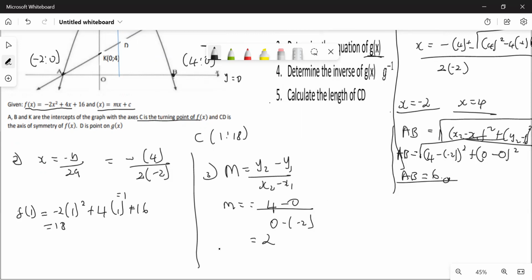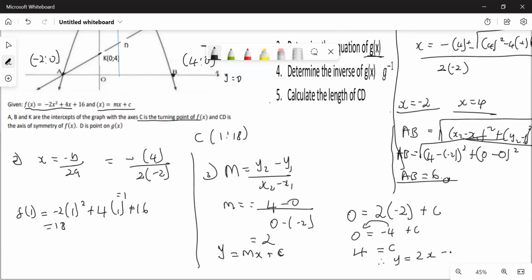Now, after that, you want to get your c. You use the following equation: y is equal to mx plus c. You can either use the point A or the point K. Let's use A. If you use A, you're going to have 0 is equal to, you know what your m is? m is 2, multiplied by minus 2, plus c. So 2 multiplied by minus 2 gives you negative 4. Then you have 0 is equal to minus 4 plus c. Take this one to the other side and you're going to have 4, which is c. Therefore, your equation is going to say y is equal to 2x plus 4. This is going to be our equation of a straight line.